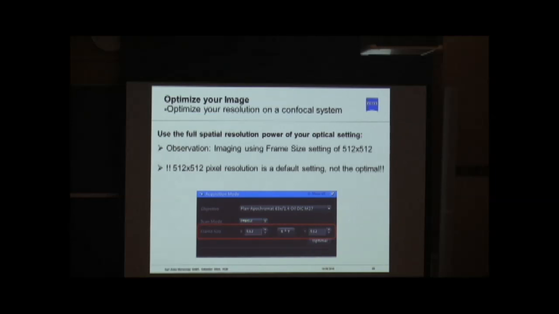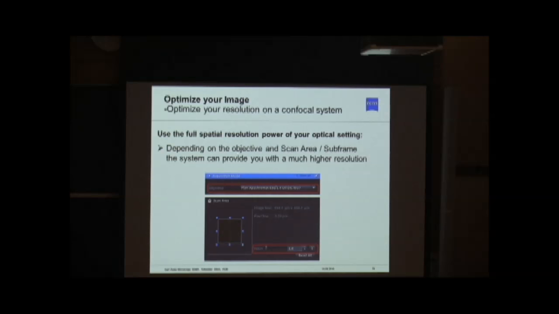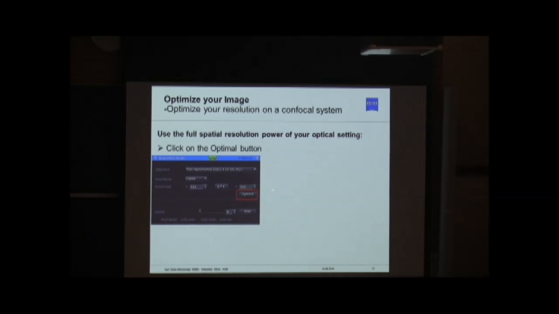However, this setting, 512x512, is a default setting of the Zen software. It is not the optimal setting of the Zen software. Depending on the objective that you choose, or the zoom that you have, the confocal system, so the optical system, can provide you with a much higher resolution than with only 512x512. And the only thing that you actually have to do is click the small optimal button that is below the frame size numbers.